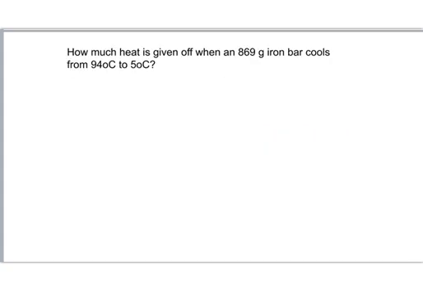All right, so let's start with the practice problem. How much heat is given off when 869 grams of an iron bar cools from 94 degrees to 5 degrees? One thing we need before we get started is the heat capacity of the iron, which is C of the iron, which equals 0.444 joules per gram per degree C.